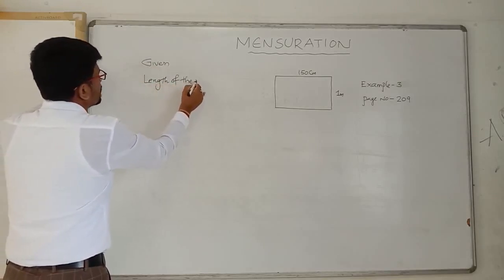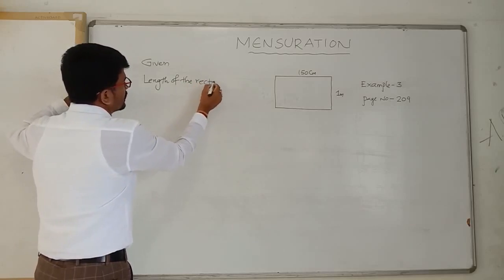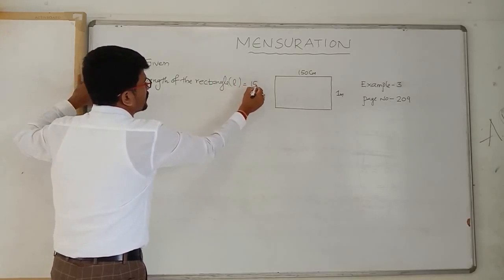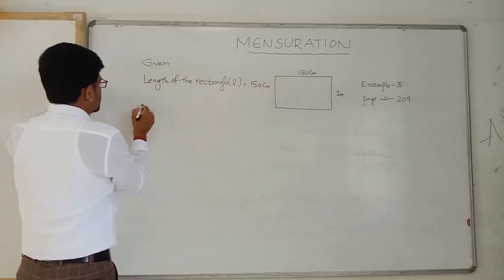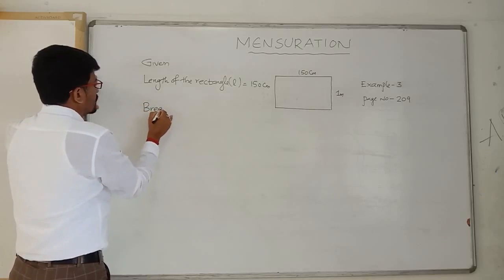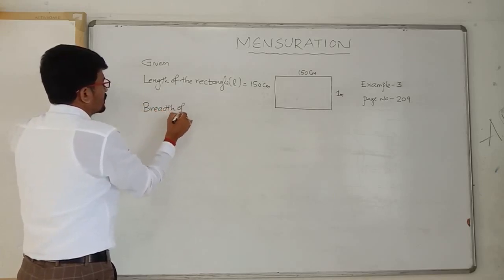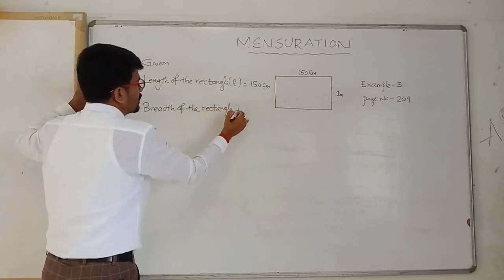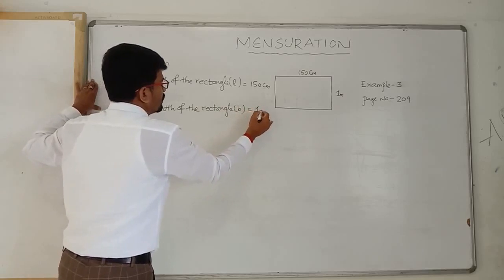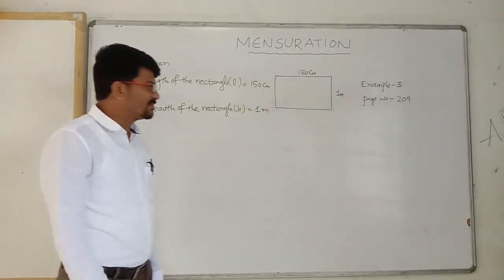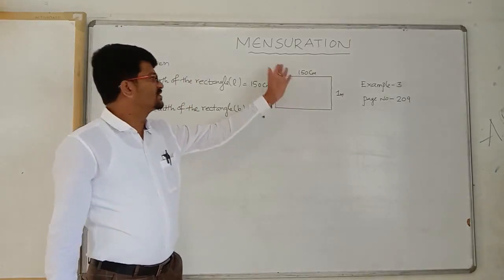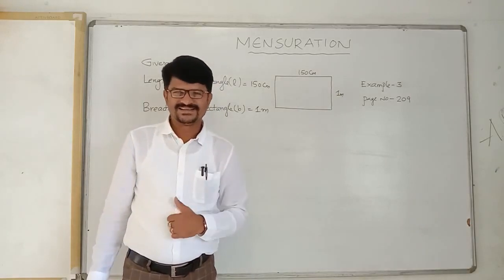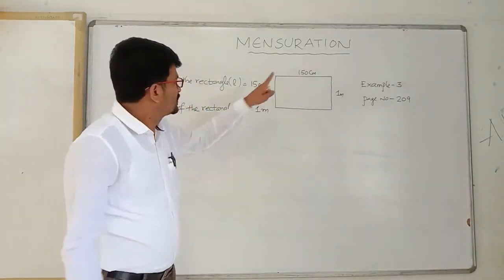Given: length of the rectangle, L, is equal to 150 centimeters. Breadth of the rectangle, B, is equal to 1 meter. Look here, for example, using the formula 2 into (L plus B), 2 into (150 plus 1), 2 into 151, 302. But it's wrong. Why is it wrong?